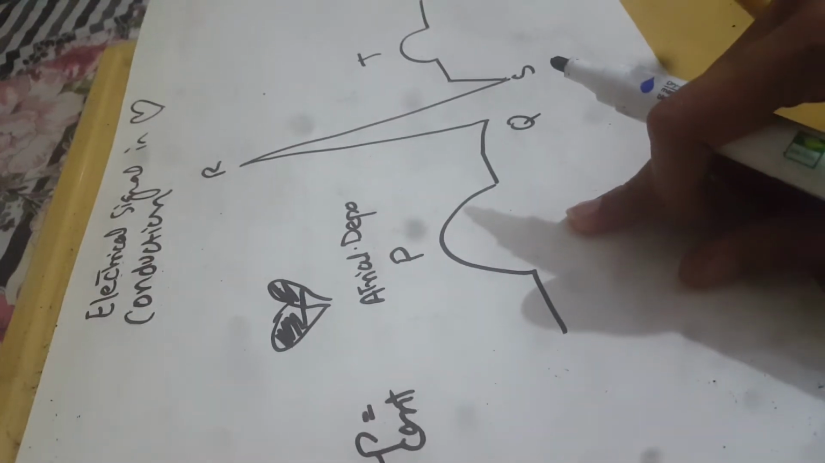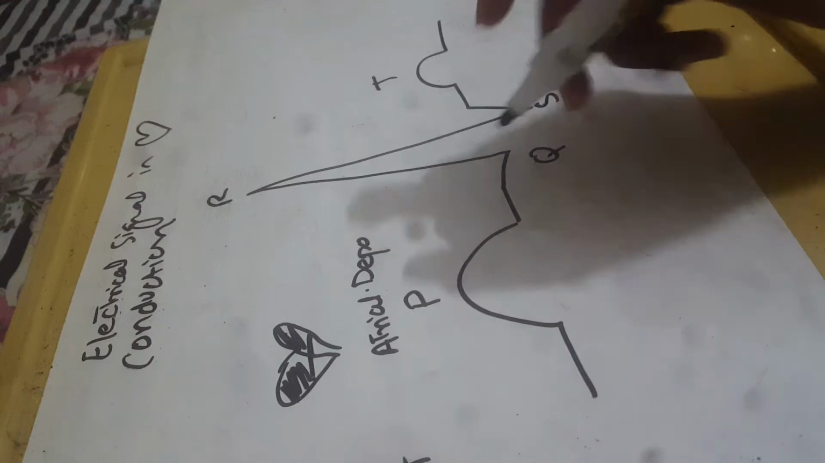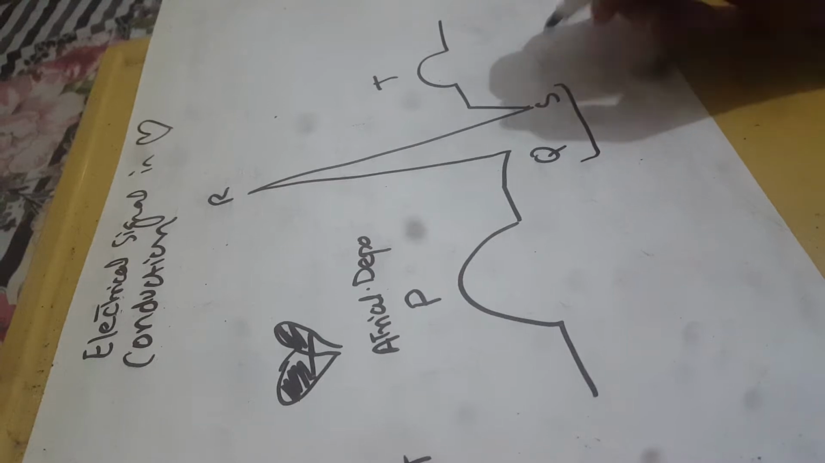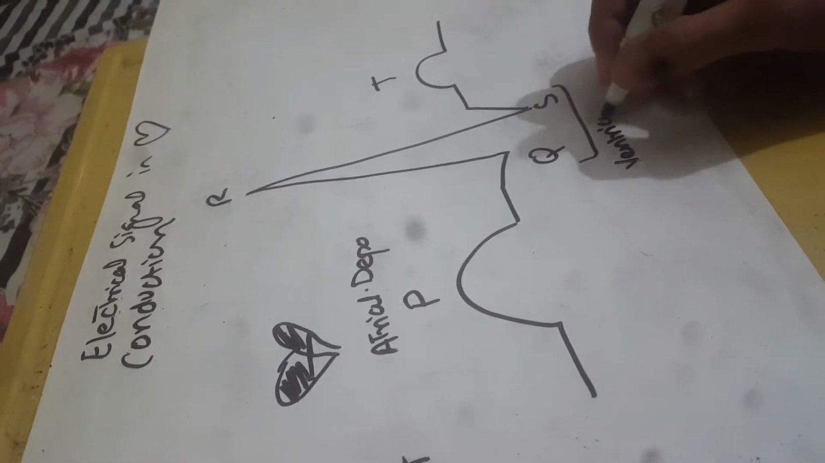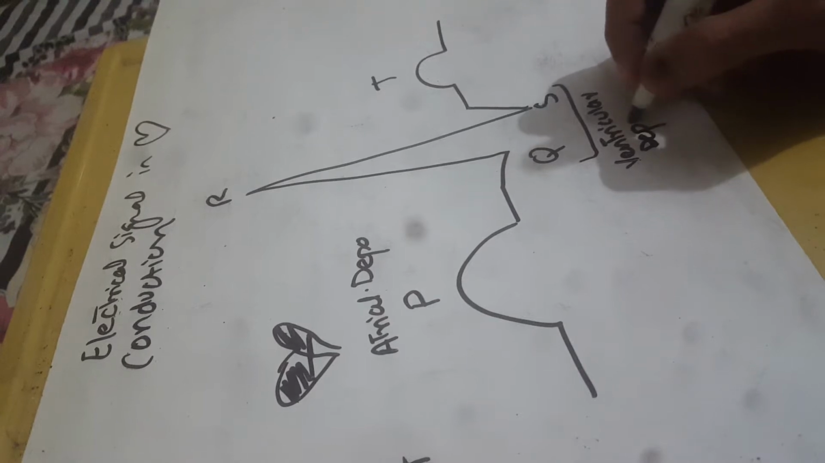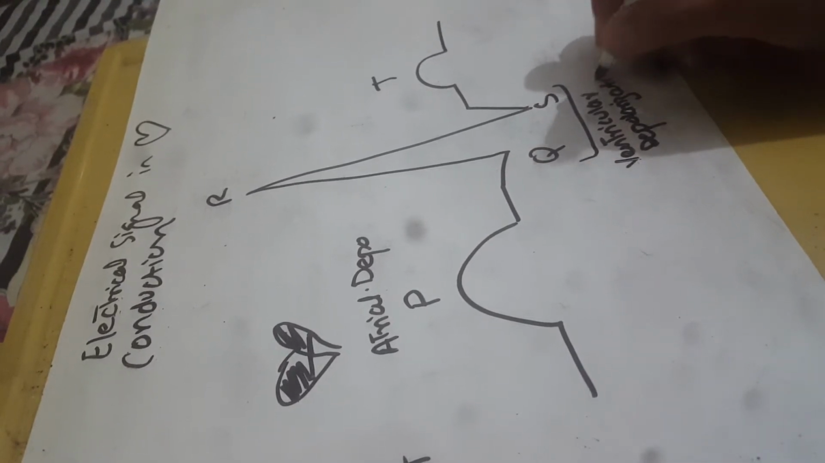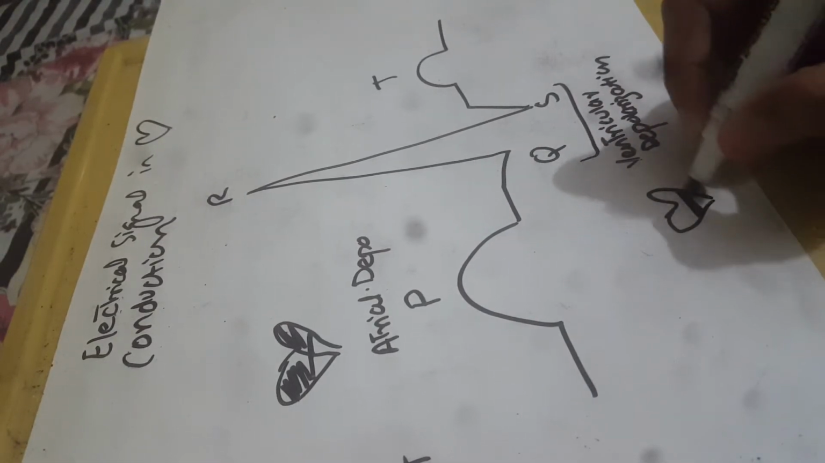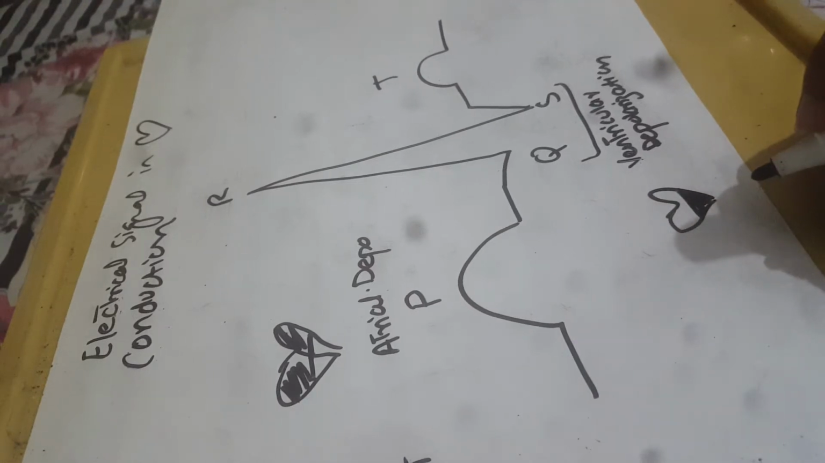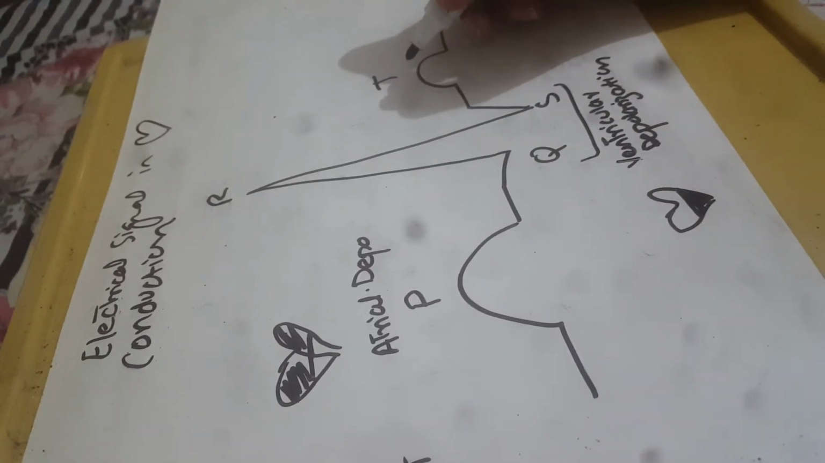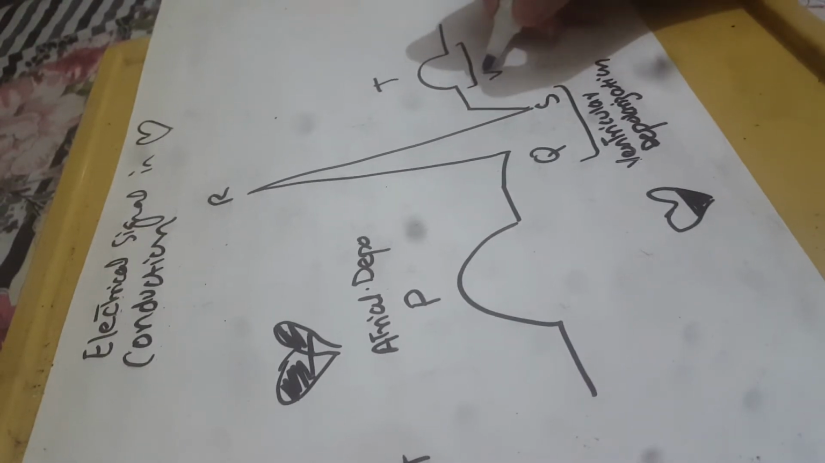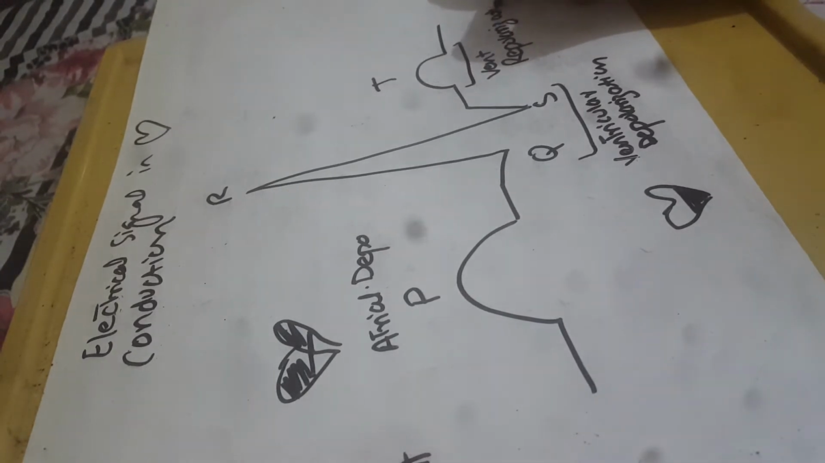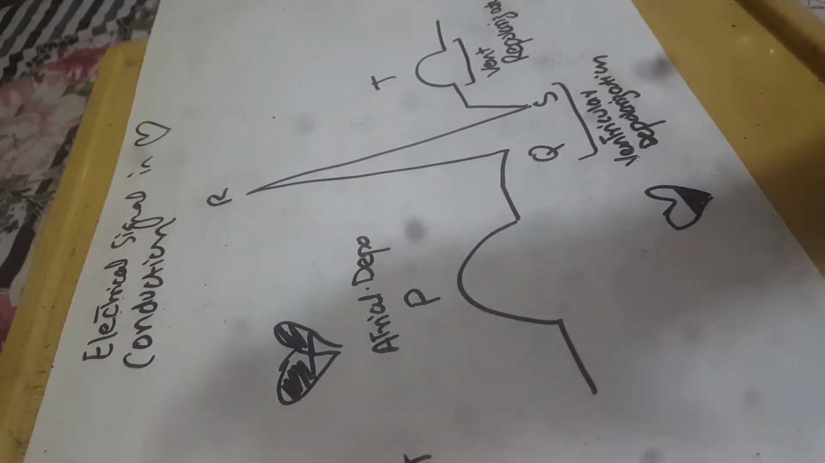Now after the P wave, we have a QRS complex. In the QRS complex, again there is QRS. Here is the ventricular depolarization. What is going on here? Ventricular depolarization, right? It means the ventricle is contracting. Atrial depolarization and now ventricular depolarization, right? After this we have the T wave, which is known as ventricular repolarization. Ventricular repolarization means the ventricle is relaxing.